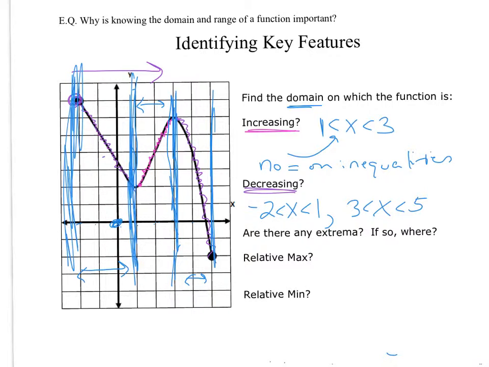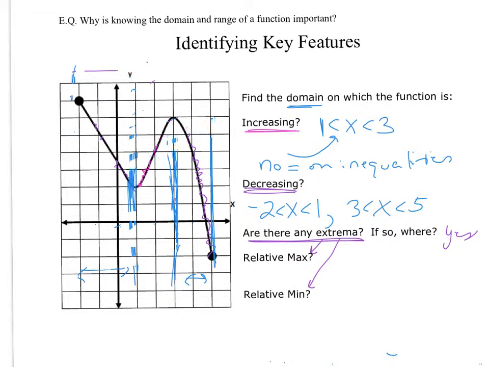So now I want to know, are there any extrema? So remember, extremas are highs and lows where the graph turns around. So are there any extrema? If so, where? So I'm going to say yes, there definitely are extrema here. And now our extremas are actually our maximum and minimum points where the graph turns around. So now we're going to go answer that question. I'm going to take a sec here and I'm going to erase everything on this graph so that we can start fresh with extrema. Okay, I'm going to get these arrows out of the way too.